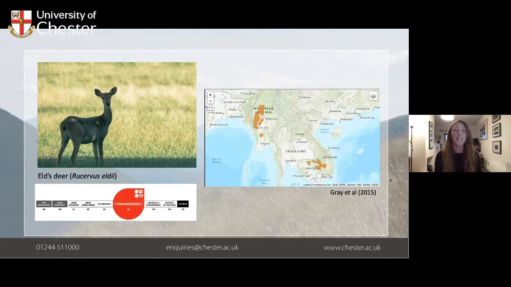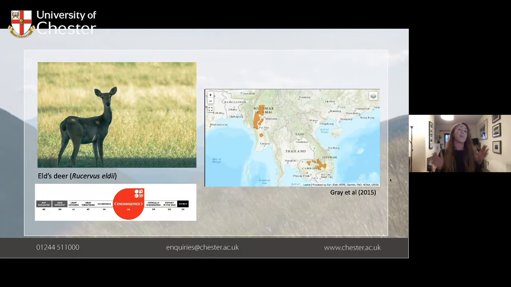The second case study I'd like to talk about is Eld's deer. So Eld's deer or brow-antlered deer are listed as endangered by the IUCN. You can see on the map on the right that they don't exist in many locations now, and they're very patchily distributed in Cambodia. Very little is known about them.